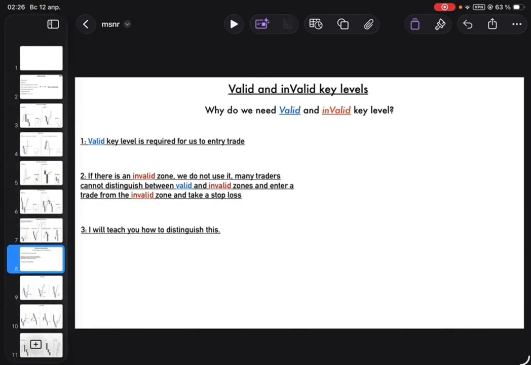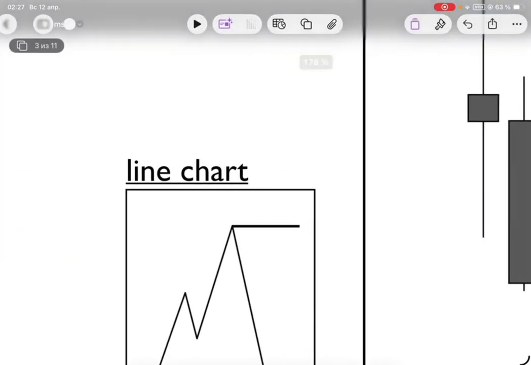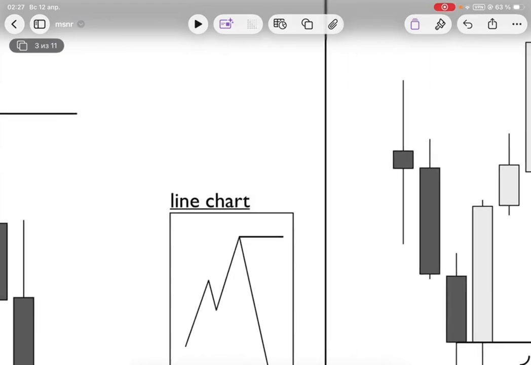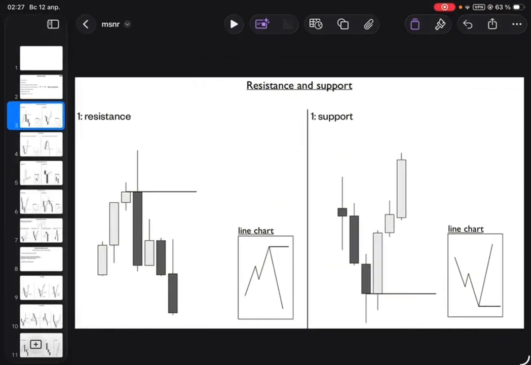Next, we will talk about valid and invalid zones. Okay, first of all, if we are going to talk about resistance and support, its appearance on the line chart, you can also understand it as a classic V. I think all traders probably know about resistance and support zones, but they don't know how to use them. Many people enter and get stopped out.